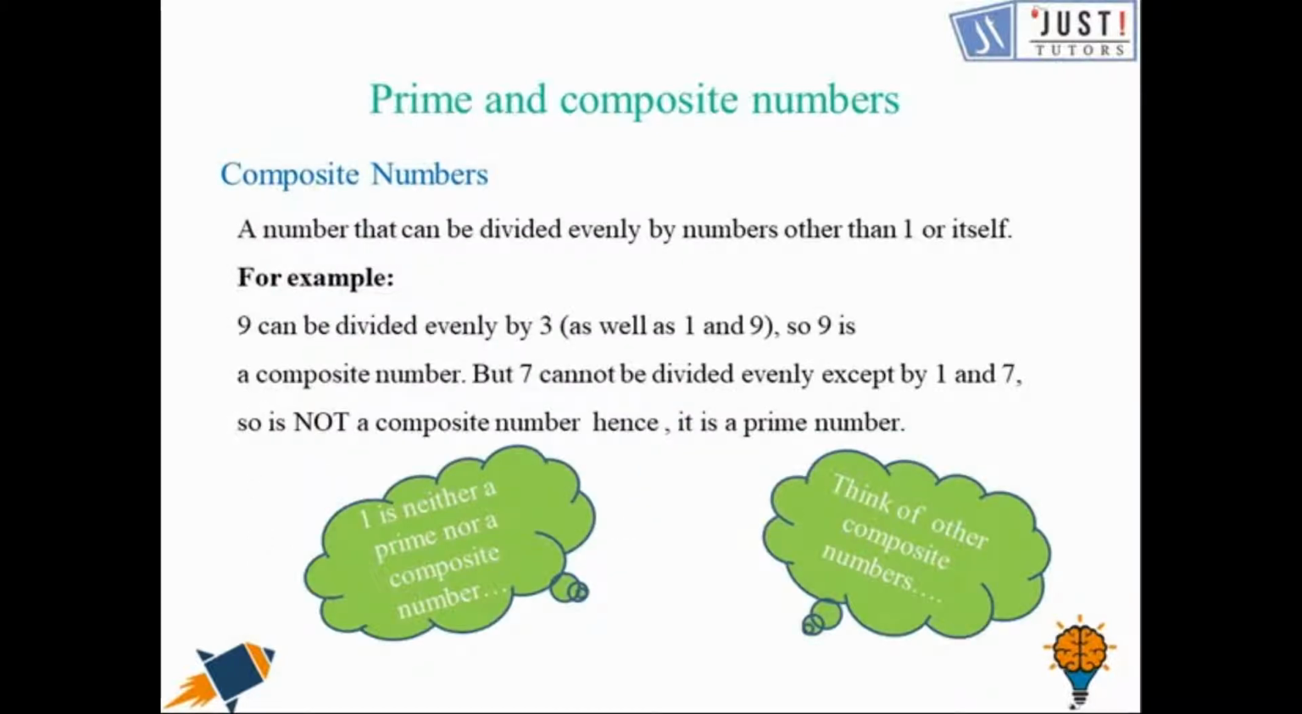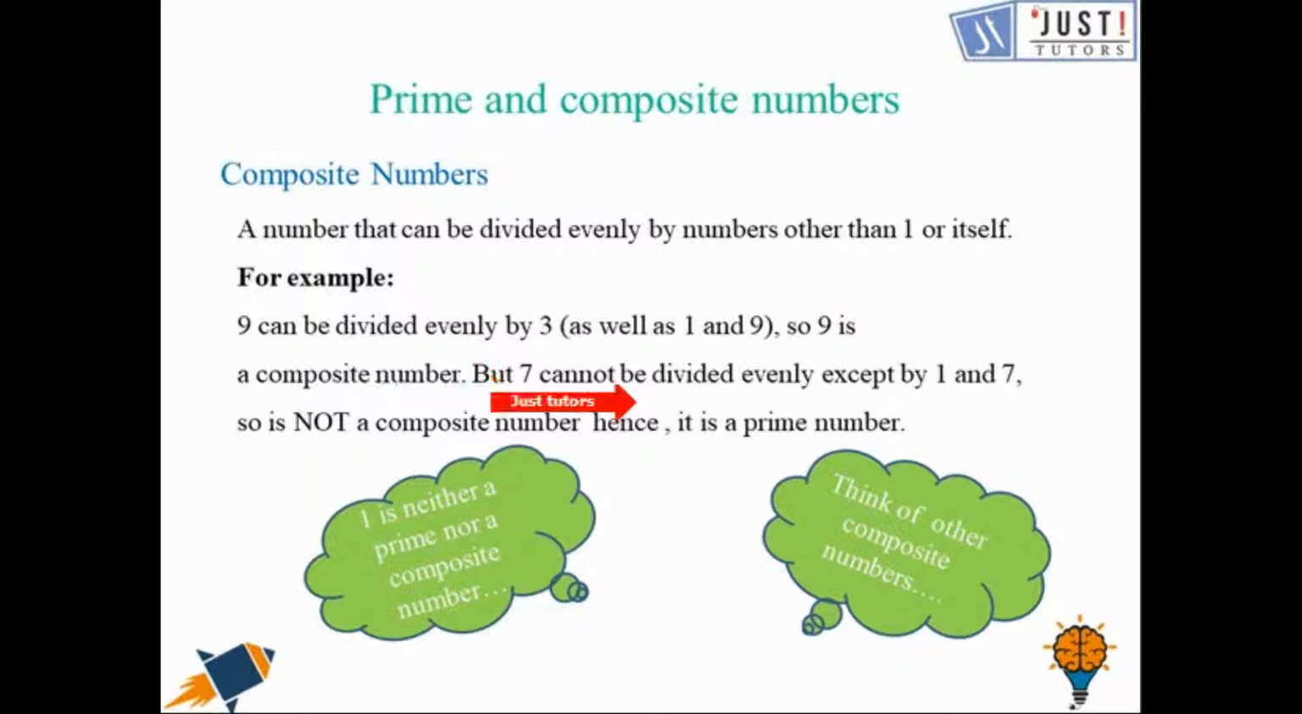Now let's talk about composite numbers. A composite number is a number that can be divided evenly by numbers other than 1 or itself. You can think of the number 9, which can be divided evenly by 3, along with 1 and 9 itself. So we can say that 9 is a composite number. The same way, the number 4 can be divided by 1 and 4, and with that it can be divided by the number 2 as well. That's why it's a composite number as well.